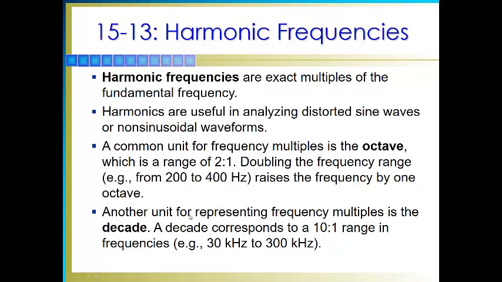Okay. Another one is when you multiply times 10. If you have a waveform that gives you 30 kilohertz, that means 30,000 cycles per second, you multiply that times 10, and you get a new waveform that has 300,000 cycles per second. That would be a decade. Okay, that's the name of this. The 10th multiple is decade. The second multiple would be an octave.